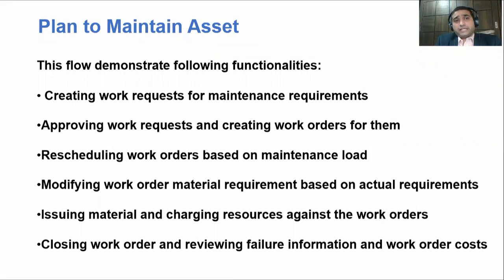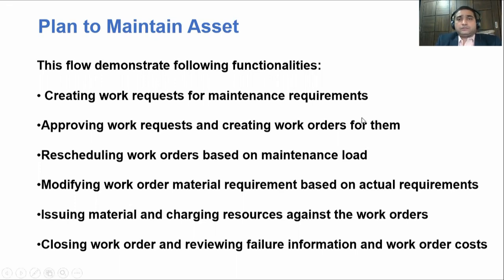The next important process flow is plan to maintain asset, where the functionalities carried out are creating the work request for maintenance requirements, approving the work request and creating work orders for them, rescheduling work orders based on maintenance load, modifying work order material requirements based on the actual requirements, issuing the material and charging the resources against those work orders, and then closing the work order. So basically here we deal with all kinds of work orders or work requests that the maintenance department keeps on getting. That is why it is the most crucial or critical flow.